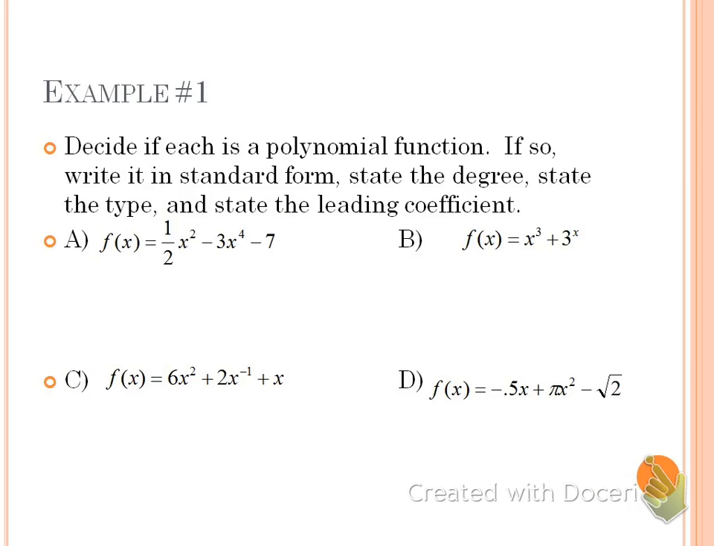All right, here are our first examples. It says decide if each is a polynomial function. If so, write it in standard form. State the degree, state the type, state the leading coefficient. So remember, in order for this to be a polynomial function, you cannot have negatives in your exponent, you cannot have fractions in your exponent, you cannot have decimals in your exponent. So any of those things would eliminate it from being a polynomial function.